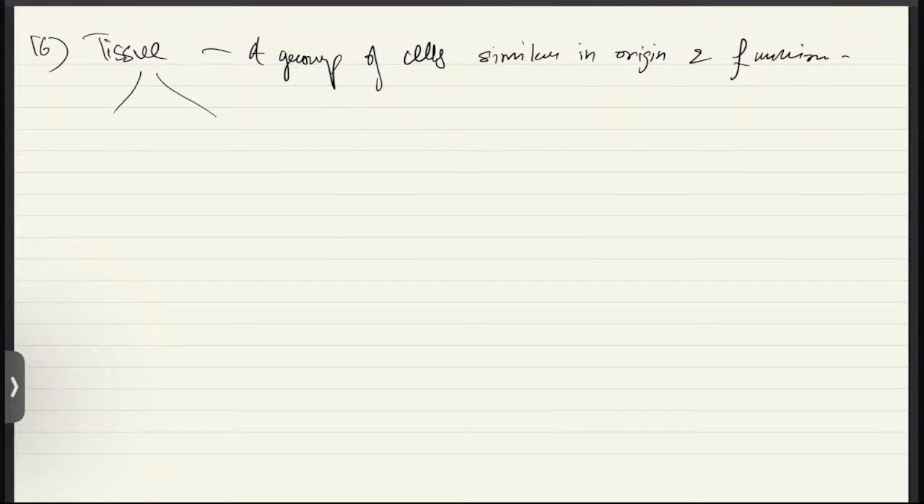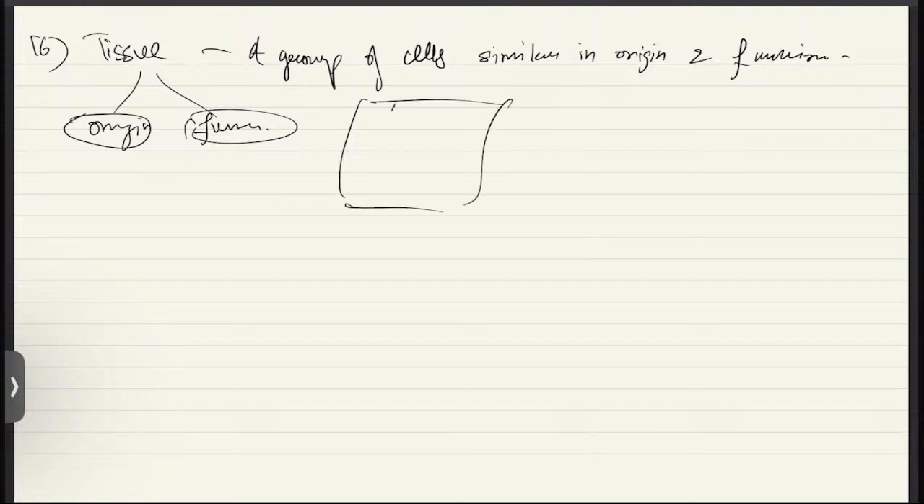Now, two criteria: origin and function. They should be of the same origin. They should perform a similar function. Then only the cells will form a tissue. A tissue में जो cells होते हैं, they will have similar origin. They will perform similar function.